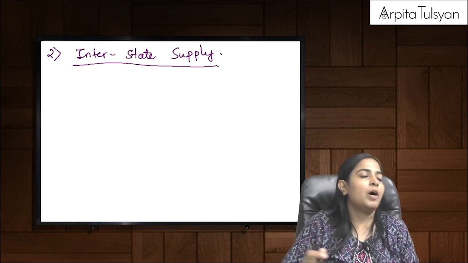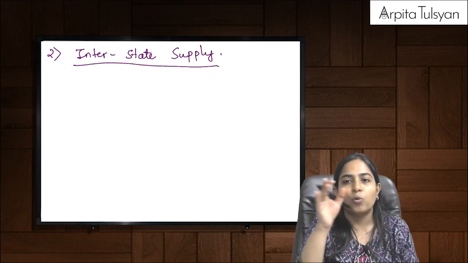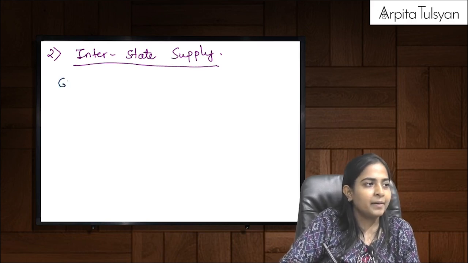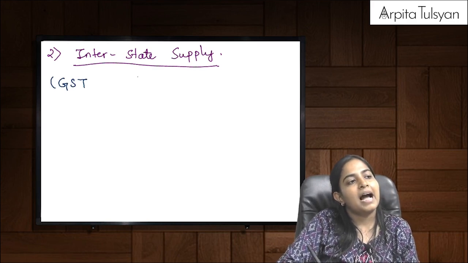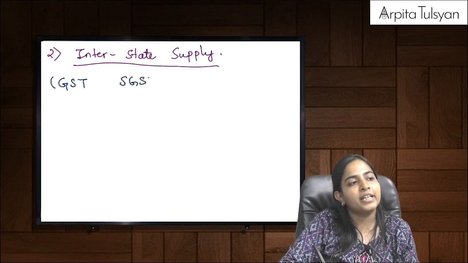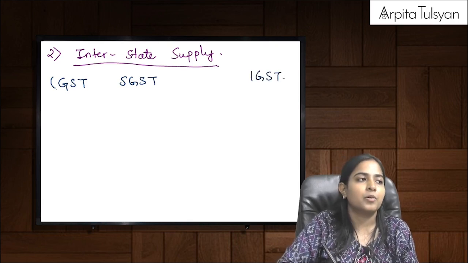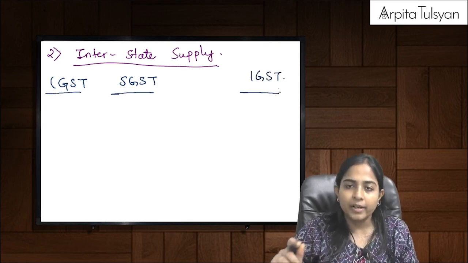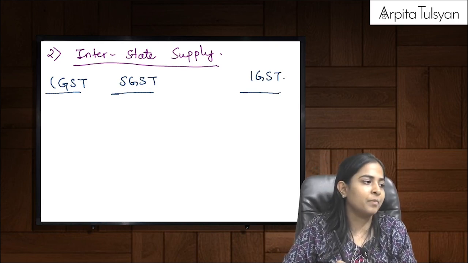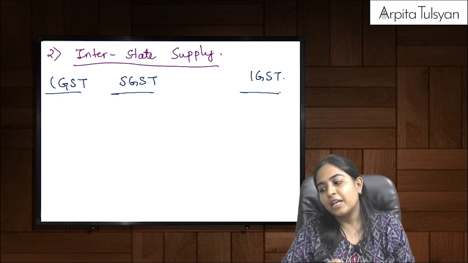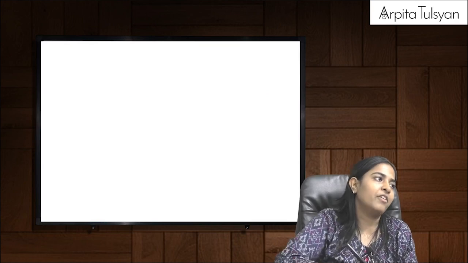Okay, now I am making three accounts. I am making a CGST account, an SGST account, and an IGST account. Everyone, I'll just give you examples. You have to give me the answers. Okay, everyone with me.